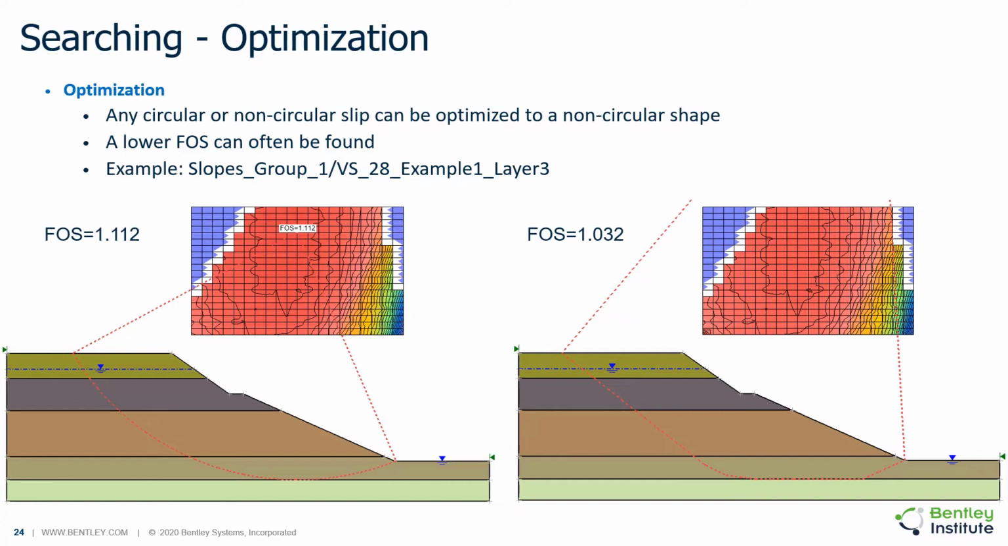The example below shows an analysis where a circular slip surface finds a factor of safety of 1.1 and is subsequently optimized to obtain a slightly different slip shape and a lower factor of safety value of 1.0. Therefore, the method is powerful in optimizing to a minimal critical slip surface.